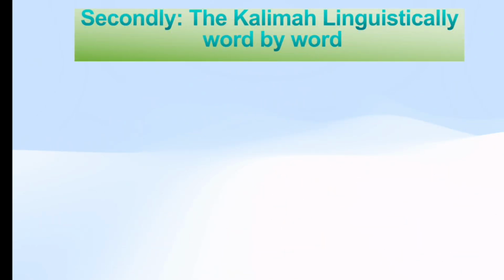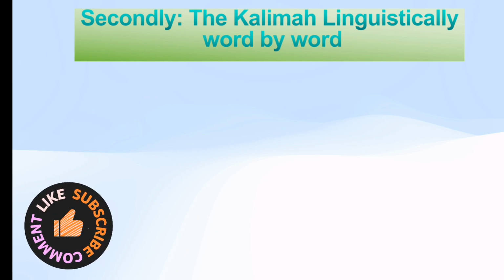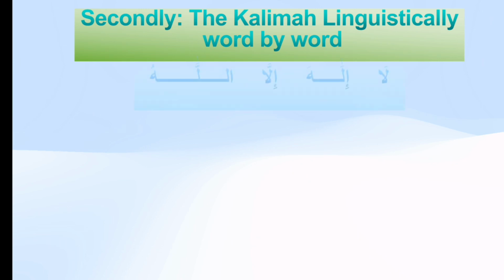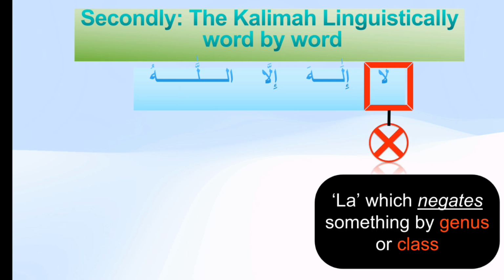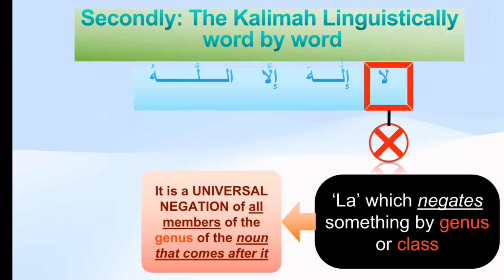So going back to the Kalimah linguistically now. We'll now be looking, in the second part of this video, at the Kalimah linguistically, word by word. La ilaha illallah. The first word here is a la of negation. This la is basically a la which negates something by genus or class, La nafia lil jins in Arabic. And what does that mean? It is a universal negation of all members of the genus of the noun that comes after it.